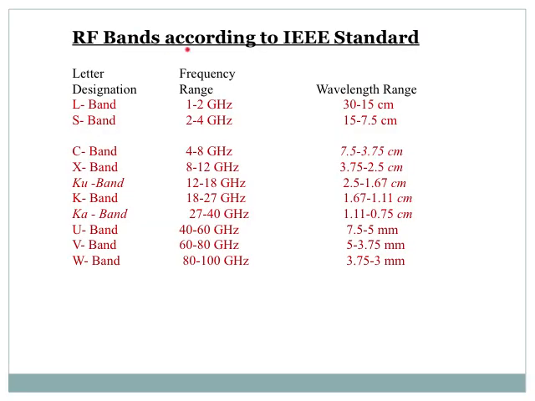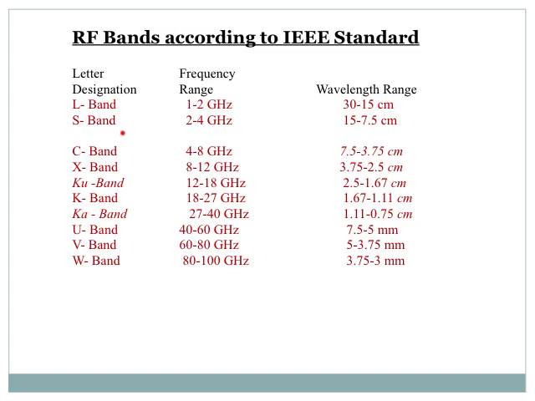Let us now segregate the RF bands according to the IEEE standard. In this, we segregate the bands by a letter designation. We call this the L band, which comes in the frequency range of 1 to 2 gigahertz, and the wavelength is about 30 to 15 centimeter. In this case, the wavelength is more, and the frequency is less. It is 1 to 2 gigahertz.